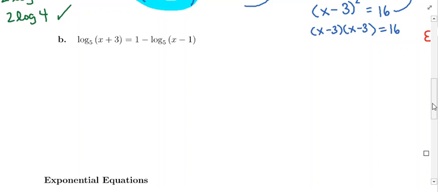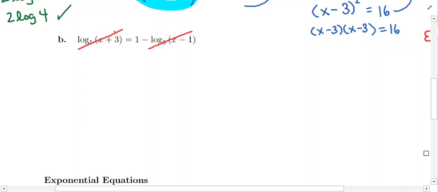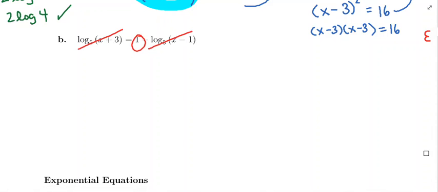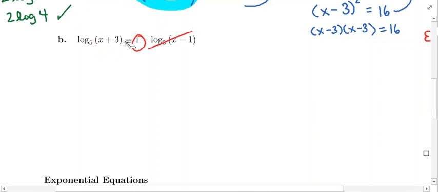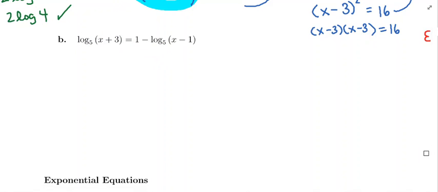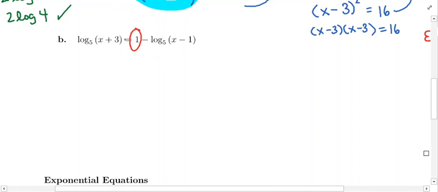If I combine these into 1, that would leave a number on one side. So it looks like it's going to be a logarithm equal to a number. Why can I not make this a logarithm equal to a logarithm? Because of this 1. Not all the pieces have a logarithm. So we're going to have to go with the option of one logarithm equal to a number.